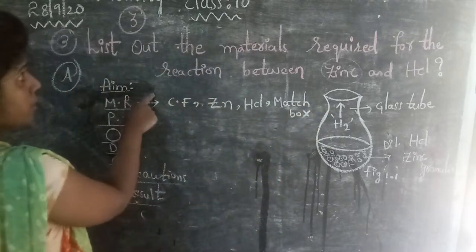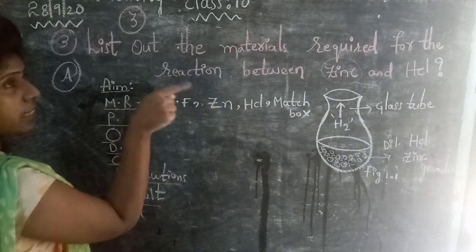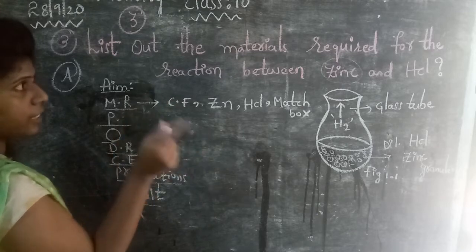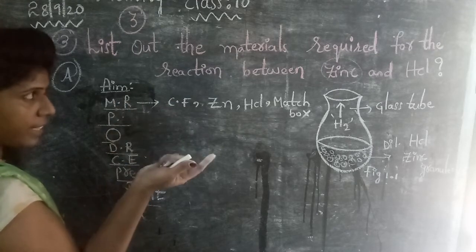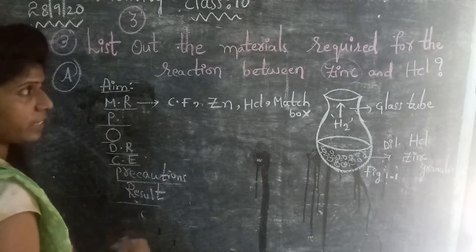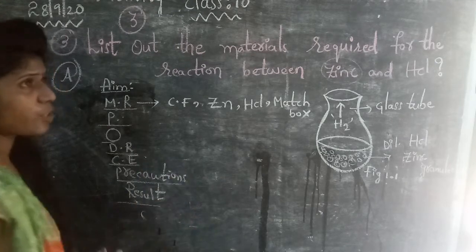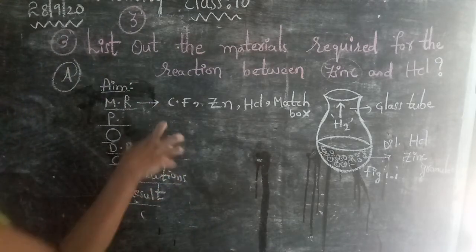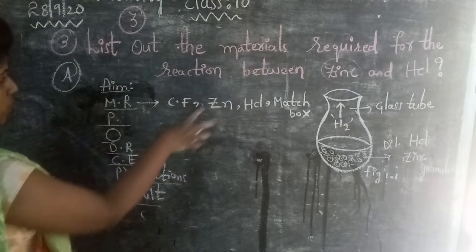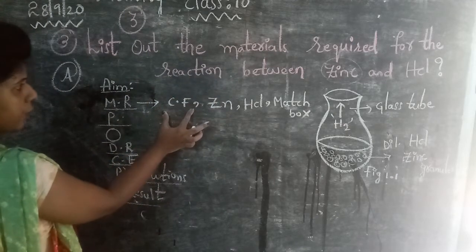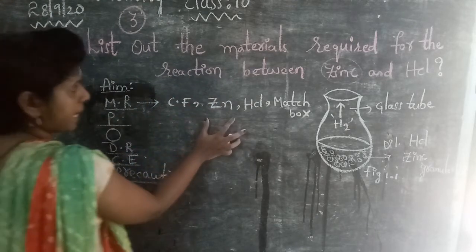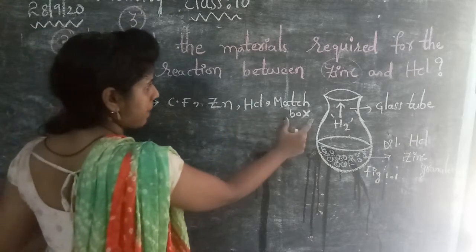Aim is to prove that if zinc and hydrochloric acid are reacted together, what is the final reaction we are going to get? Whether hydrogen gas is going to be released or not, we have to check it by using these materials. Materials required are conical flask or glass tube, zinc granules, hydrochloric acid, matchbox.